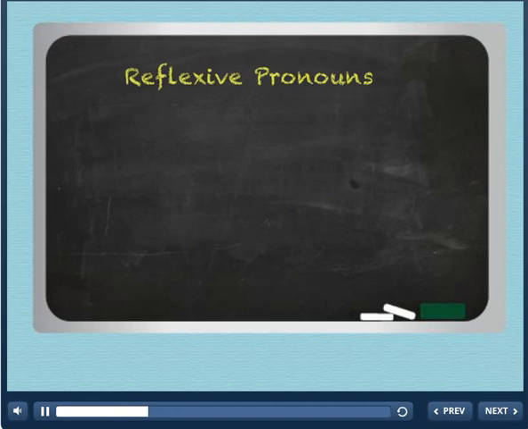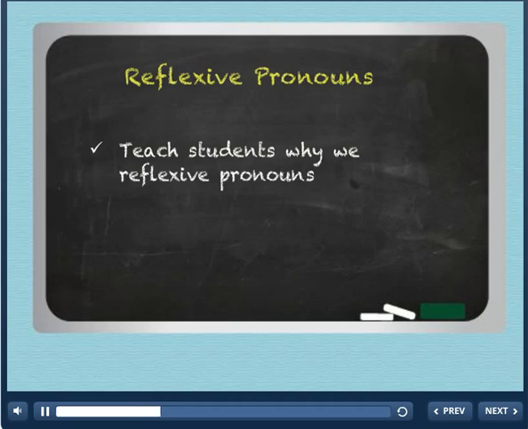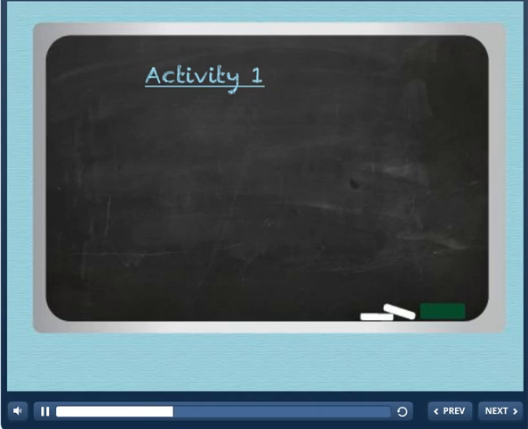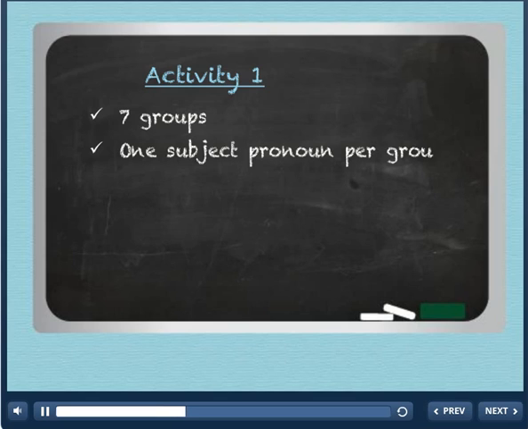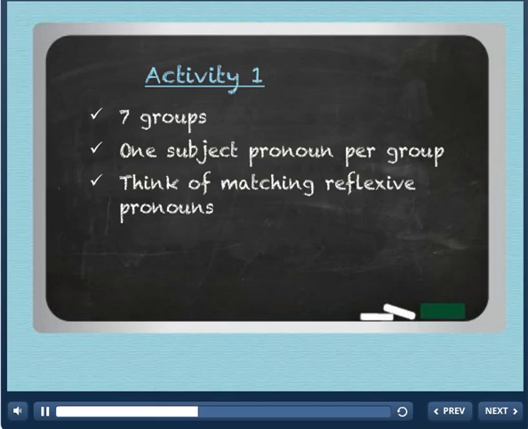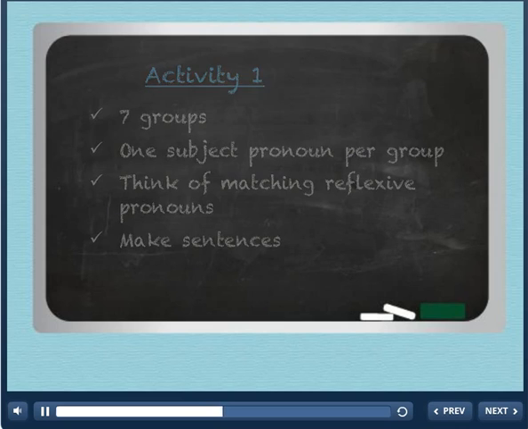Explain reflexive pronouns to the children in the same way that you learned in this video. Be sure to explain to them why we need reflexive pronouns. Divide the children into 7 groups. Give each group 1 subject pronoun. Ask them to write down the matching reflexive pronoun and to make sentences with it. At the end of the class, ask each group to share their sentences.